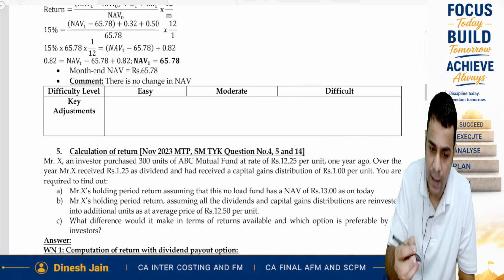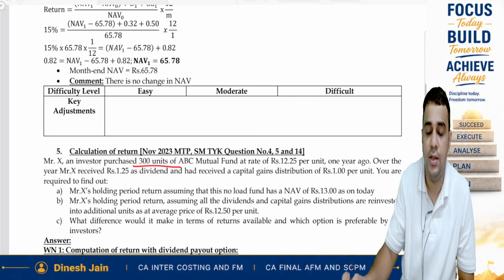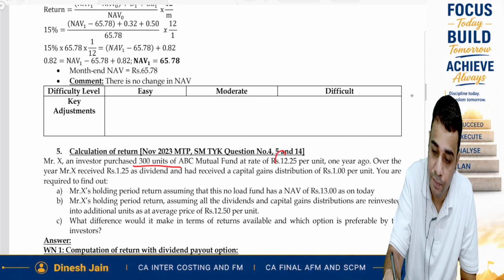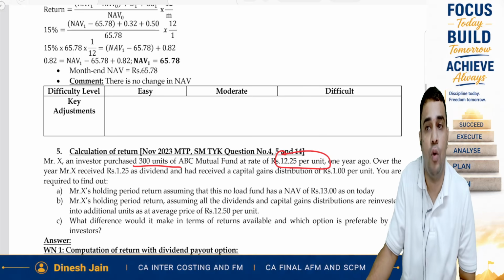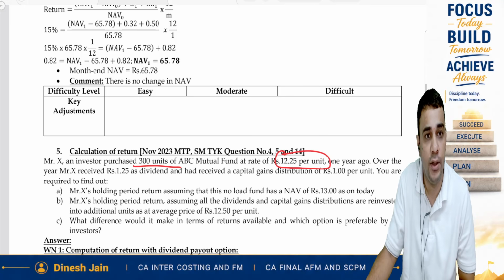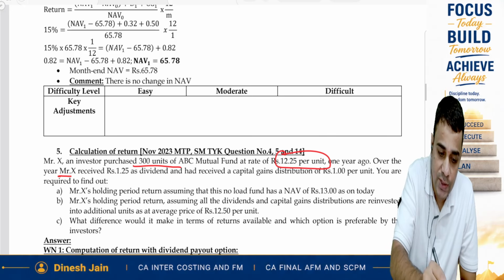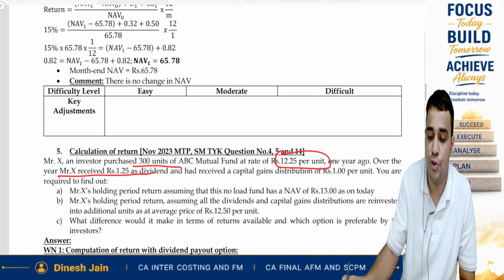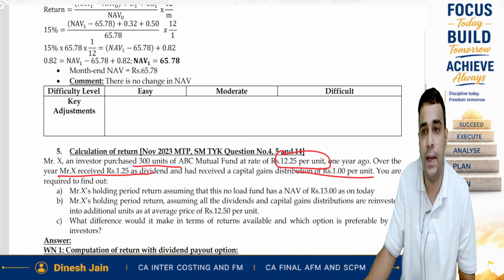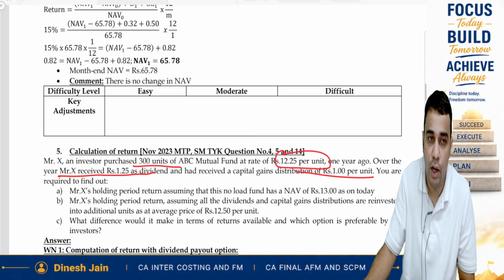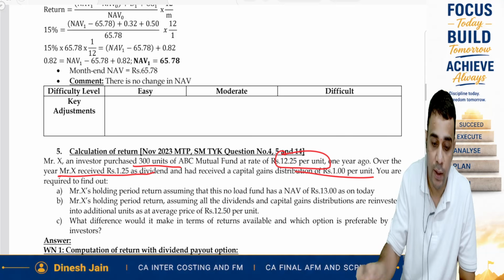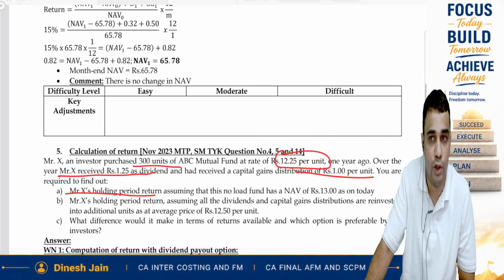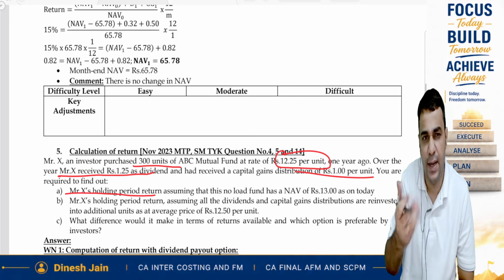Let's read it again. Mr. X, an investor, purchased 300 units of the mutual fund. I have purchased 300 units at an NAV of how much? 1 year ago, at the rate of 12.25. Over the year, Mr. X received what? 1.25 as dividend and capital gain distribution of 1. Dividend also came, capital gain distribution also done: 1.25 and 1 per unit. Mr. X's holding period return. Holding period return means 12 by M is not needed, but it would not make any difference for 1 year.